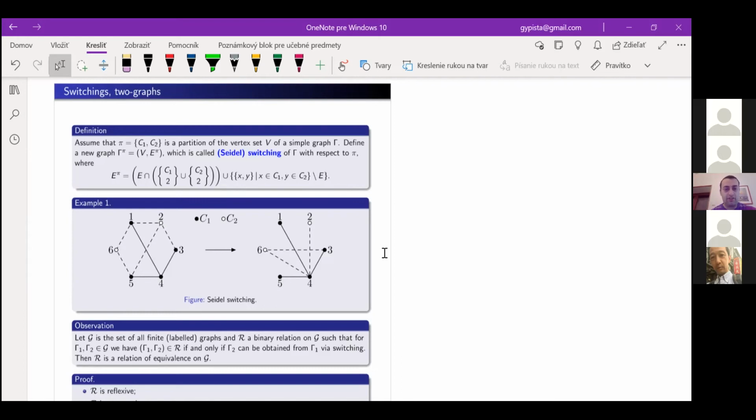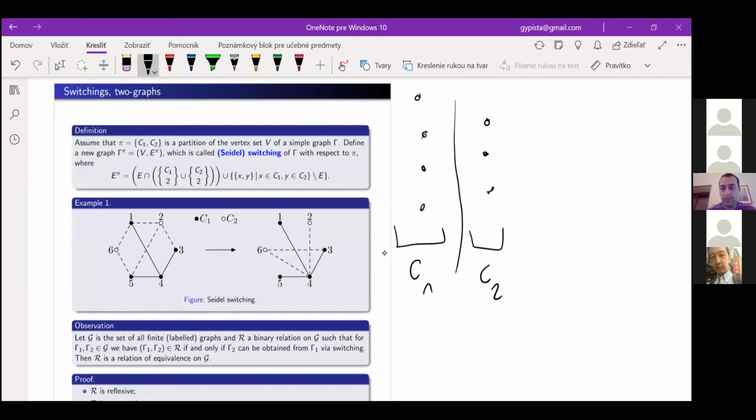So first of all, I need to define the so-called switching of graphs with respect to some partition of the vertices into two cells or sets. And this switching is usually called the Seidel switching. So if you have some graph and you are selecting two cells, then the switching with respect to these cells is doing the following job.